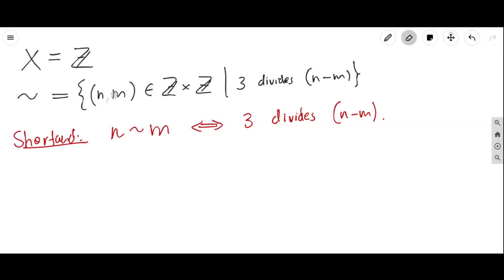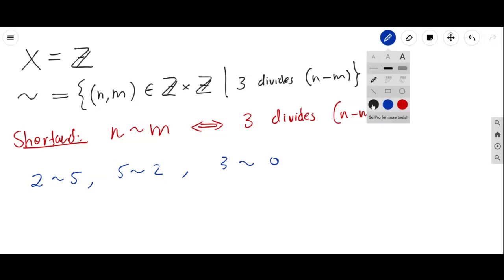By definition, it's going to be the set of pairs, and then you say that n and m are going to be a pair in the relation when this condition is satisfied. Okay, so for example, you would say that 2 is related to 5. You would say 5 is related to 2, because here the difference is -3. That's divisible by 3. Here the difference is 3. That's divisible by 3. 3 is related to 0.